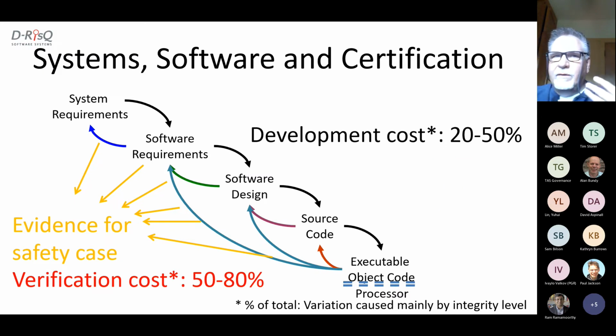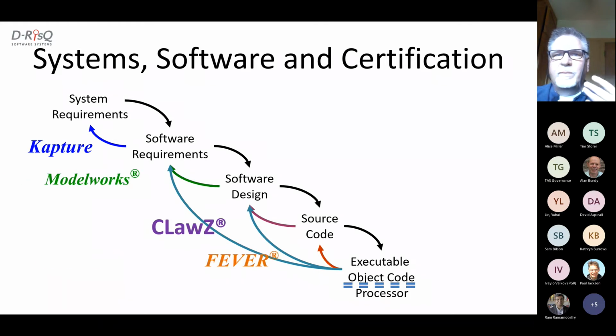So how are we going about doing this? Well, we're producing a number of tools. We have Capture. Let me just move this slightly so I can see the other screen. Capture, which is a tool for, guess what, capturing high-level software requirements. ModelWorks, which then allows you to check the architecture and the low-level requirements, i.e. the design, against the software requirements. Clause, which checks the source code against the software design.